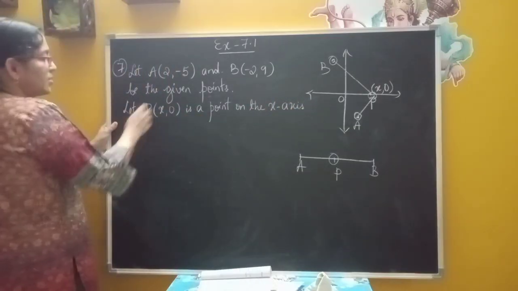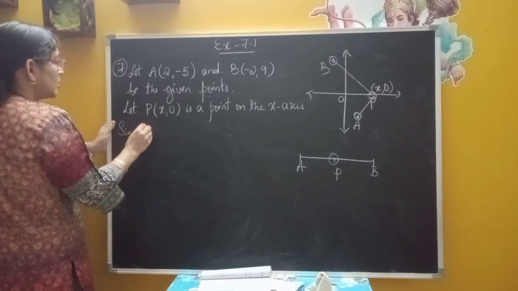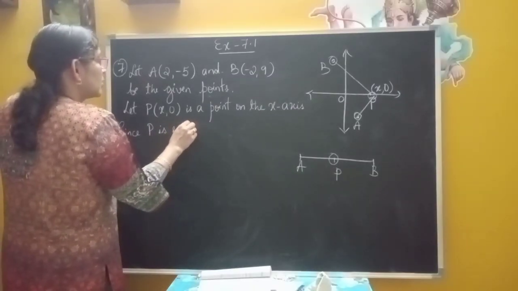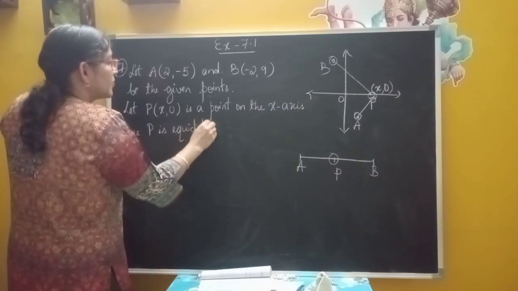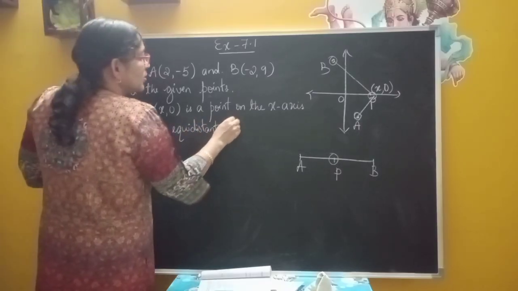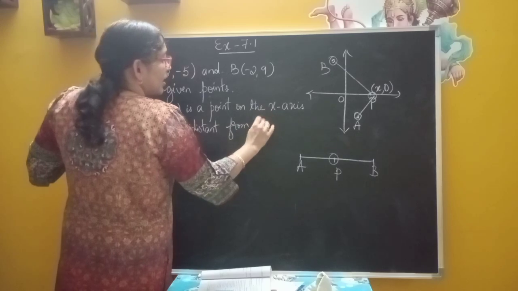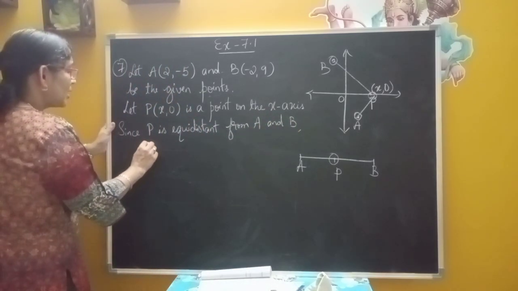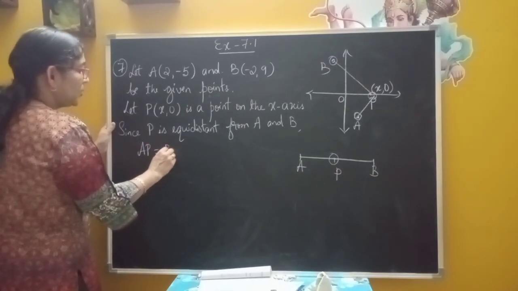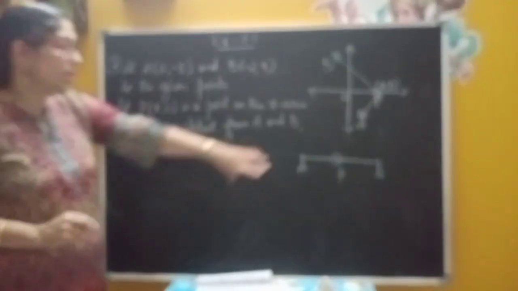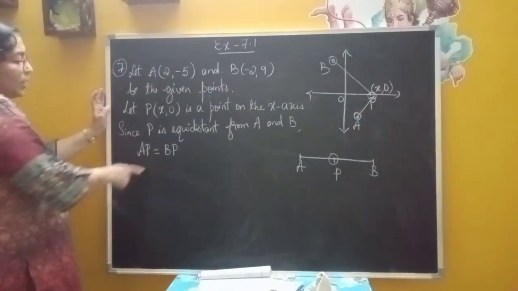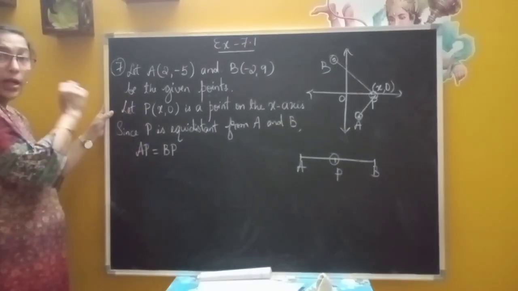Okay, since P is equidistant from the points A and B, what do you say now? AP is equal to BP. Okay, that distance must be equal. So let us find the lengths of AP and BP now.